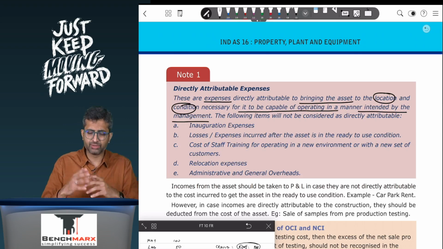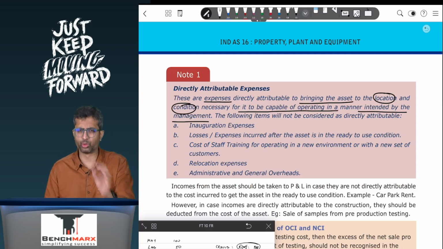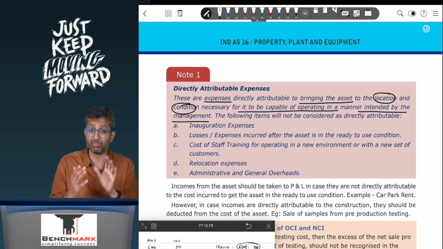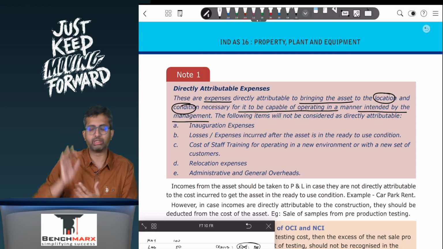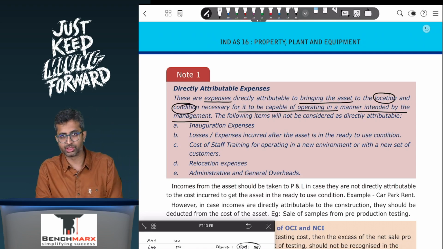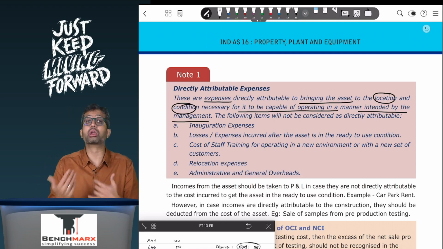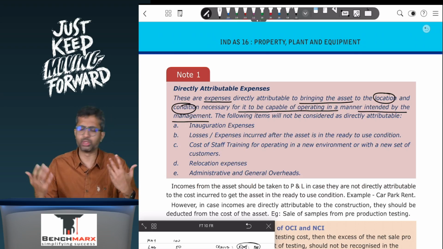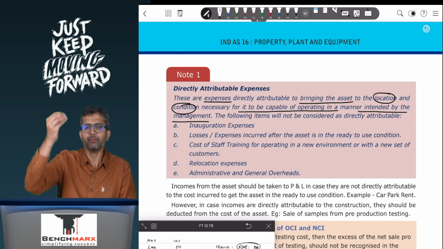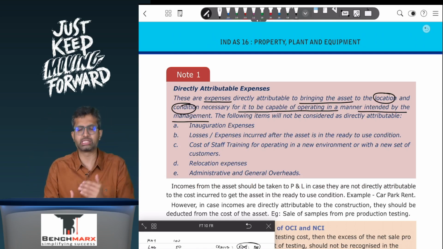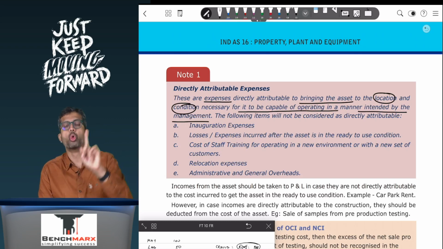Now, the standard gives you a list of around 4 or 5 items, given in the Ind AS 16 bare standard, where they have clarified that these items will not be treated as directly attributable expenses. One could have earlier argued that this is directly attributable, this and that. Now they have put out in black and white that come what may, we will not treat these items as directly attributable. What are those items?